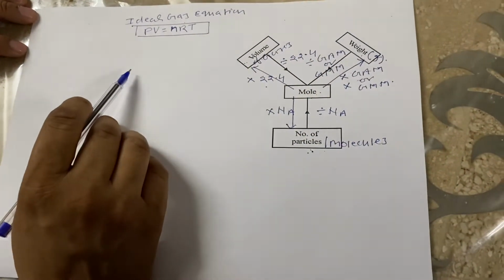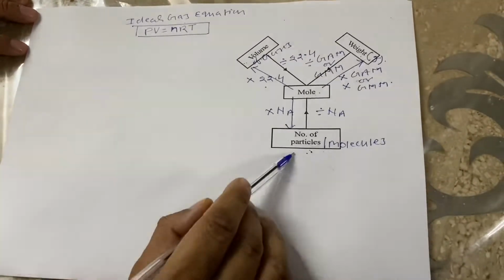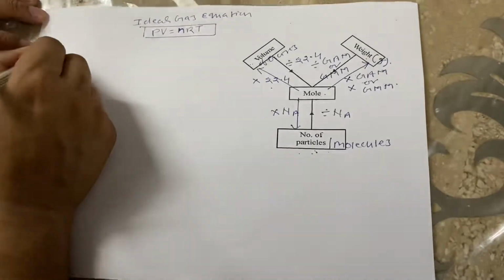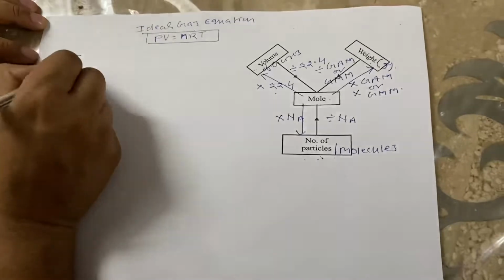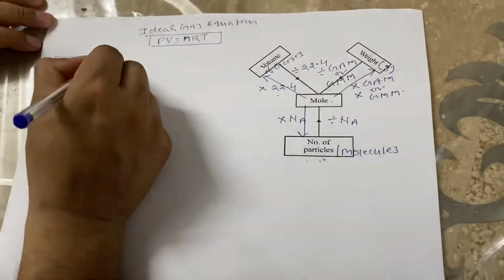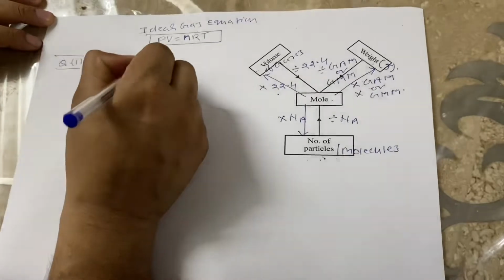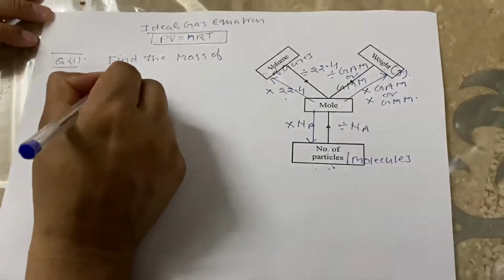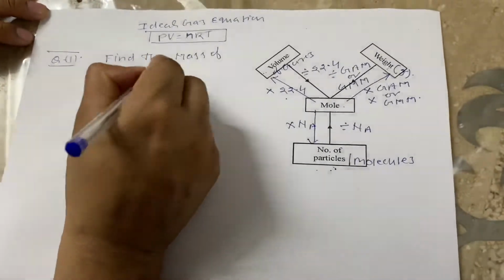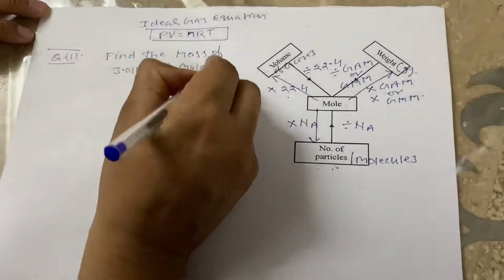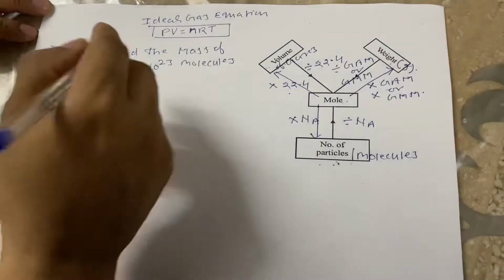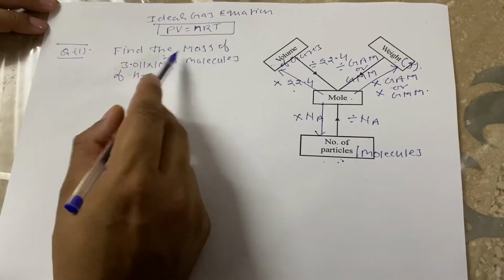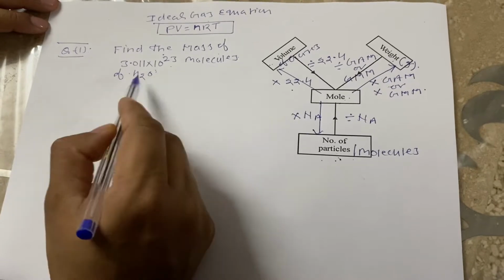In the last video, we discussed how to calculate the number of moles. Now we are applying this formula. We can take the first question: find the mass of 3.011 into 10 to the power 23 molecules of water.